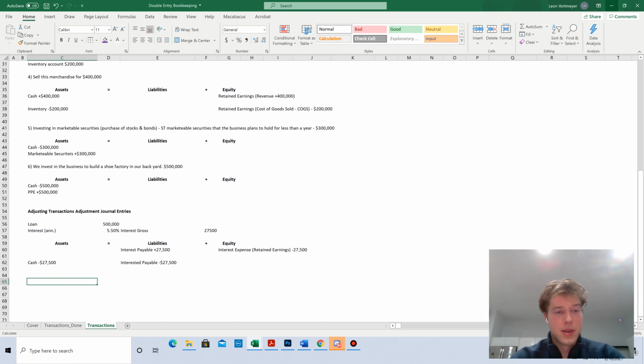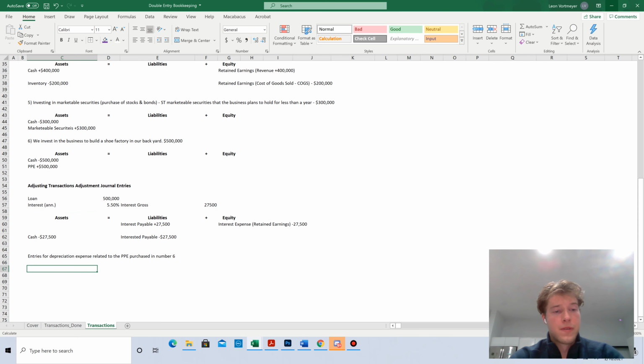Now the final thing we're going to do today is entries for depreciation expense related to the PP&E purchased in number 6. So remember in number 6, we invested in a factory. And the next step for this adjusting journal entry, we're going to need to make a couple of assumptions about the factory. So in item 6, we bought a factory in our backyard for $500,000. So there's a couple of adjustments that we need to make here. And so first we need to make a couple of assumptions.